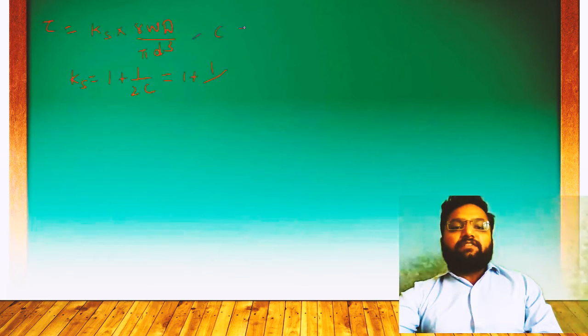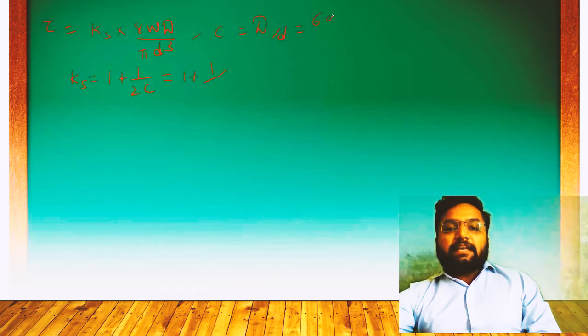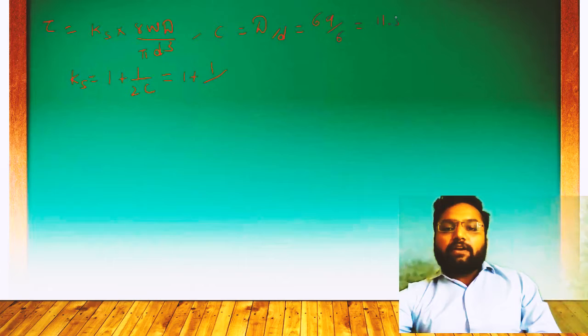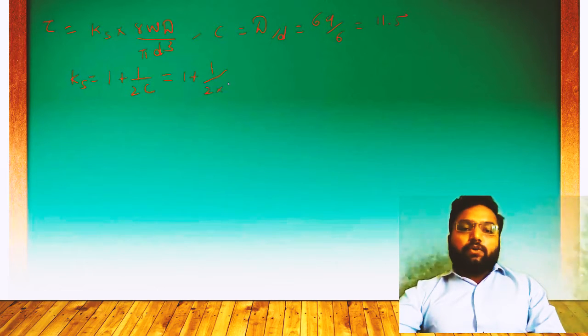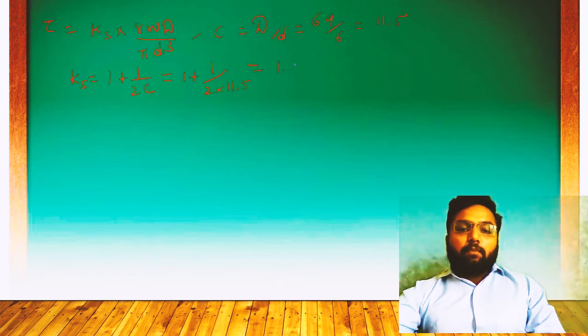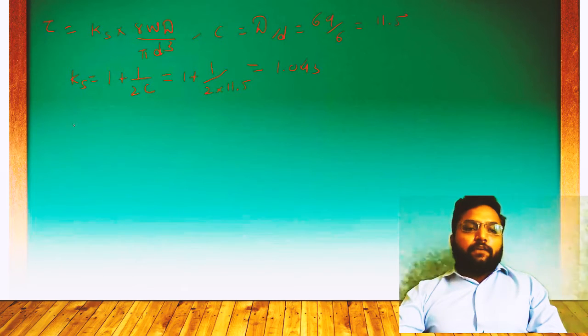Clear? So it is 1 plus 1 upon 2c, where c is capital D by small d, which is 69 divided by 6. So that is 11.5. Clear? So ultimately it is 2 into 11.5, and Ks will be 1.04. This is our first value for Ks. Let's put this value in to find W.